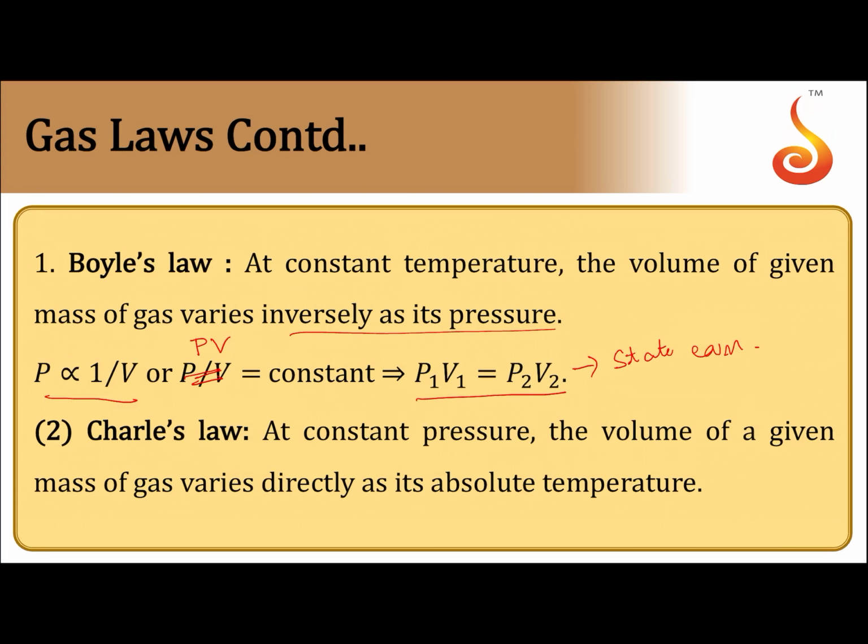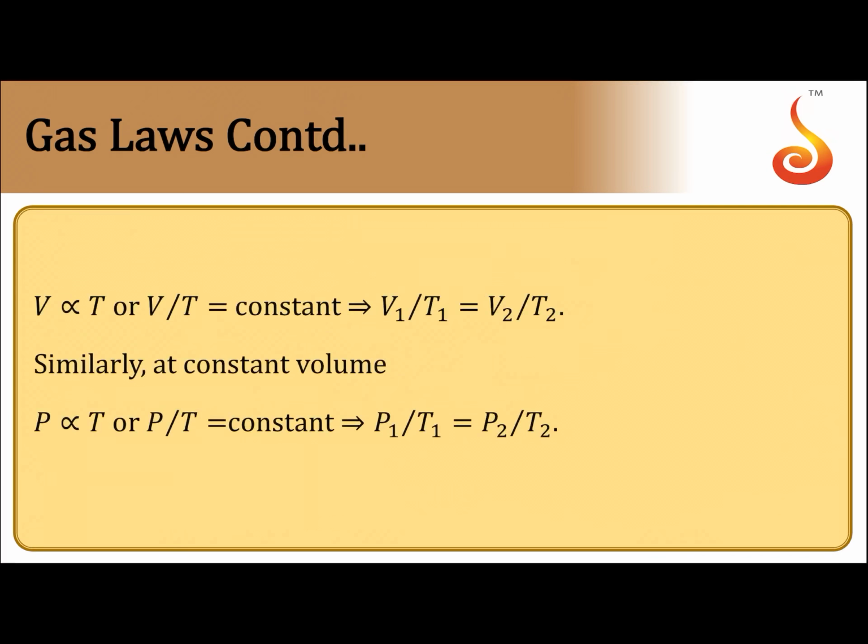Then the second law is Charles' law. So at constant pressure, the volume of a given mass of gas varies directly as absolute temperature. That is, V is directly proportional to T, or V by T is equal to constant. You can say V1 by T1 is equal to V2 by T2. Similarly, at constant volume, pressure is directly proportional to temperature, or P by T is equal to constant. P1 by T1 is equal to P2 by T2. So this is what we call Gay-Lussac's law.